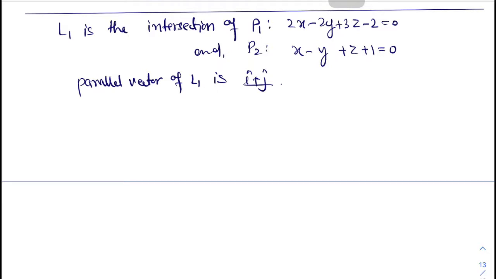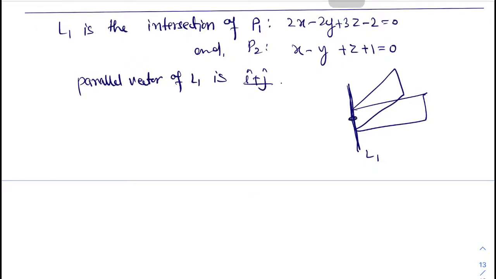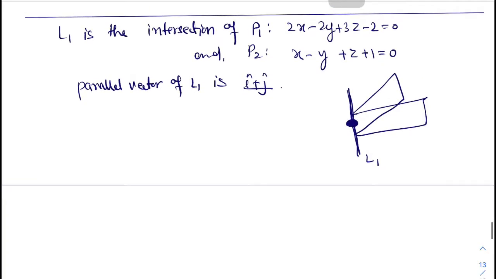Let us consider this is the first plane, this is the second plane, and this is our line of intersection L1. Any point on this line we can determine with the help of the equations of these two planes. How? Because there are only two equations available and there are three variables x, y and z, we cannot determine x, y and z. What we will do is put any one of these three variables x, y and z to be 0.